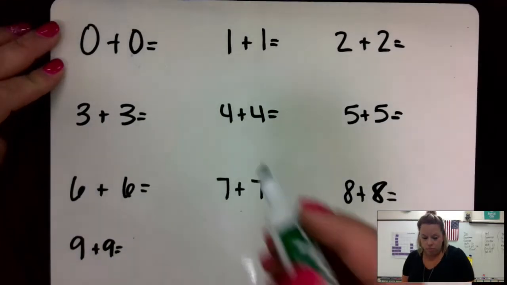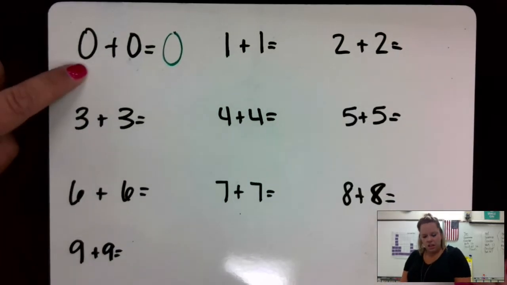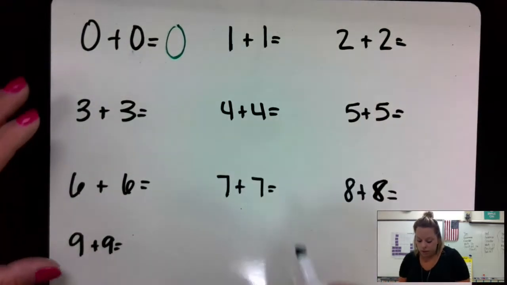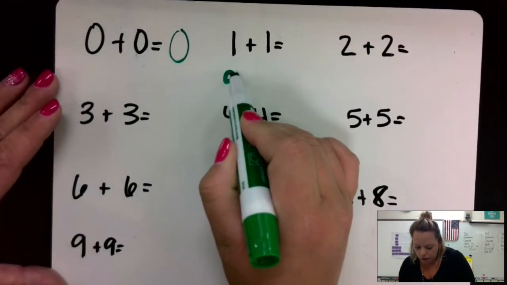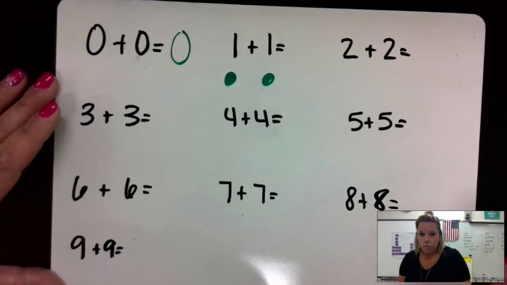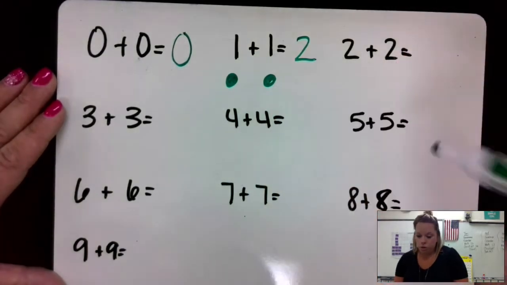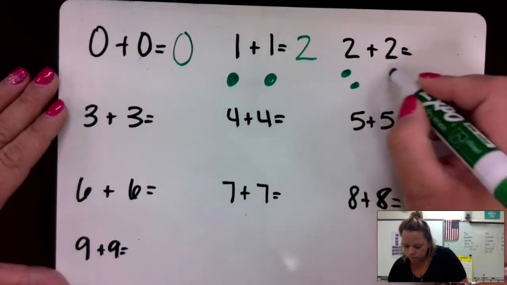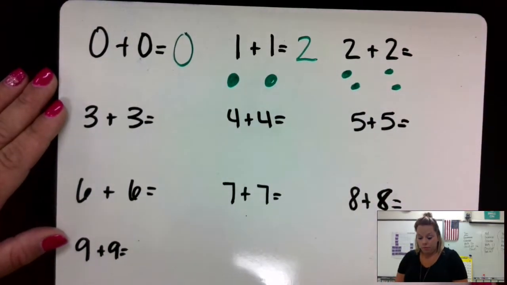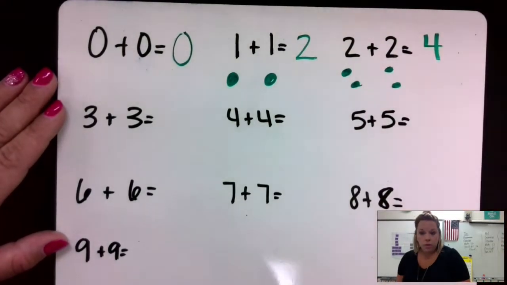0 plus 0 equals 0. Well, how do I know that? Because I had nothing and I added nothing to it. Fair enough. 1 plus 1. I have 1 ball here and I have 1 ball here. How many total do I have? 1 plus 1? 2. What about 2 plus 2? 2 marbles and 2 more marbles. How many total marbles do I have? 1, 2, 3. 2 plus 2 is 4.